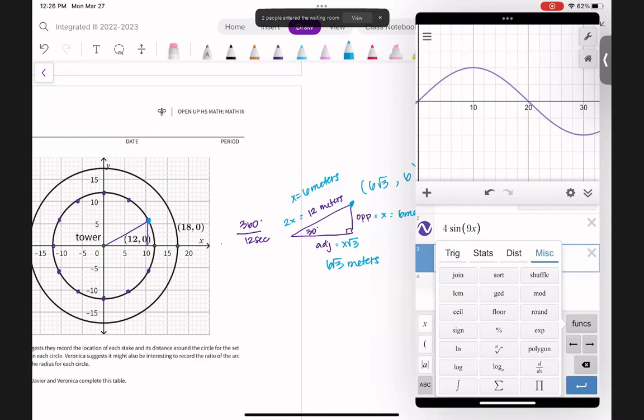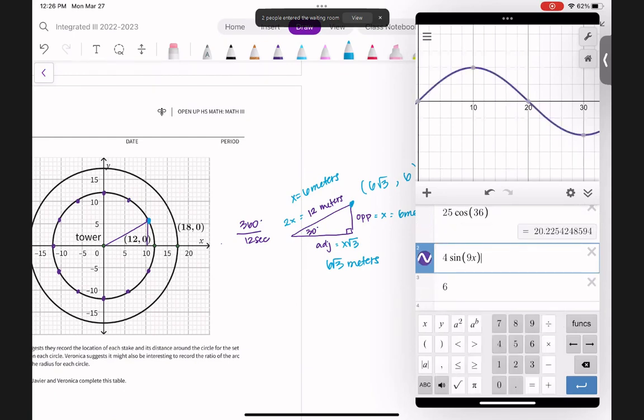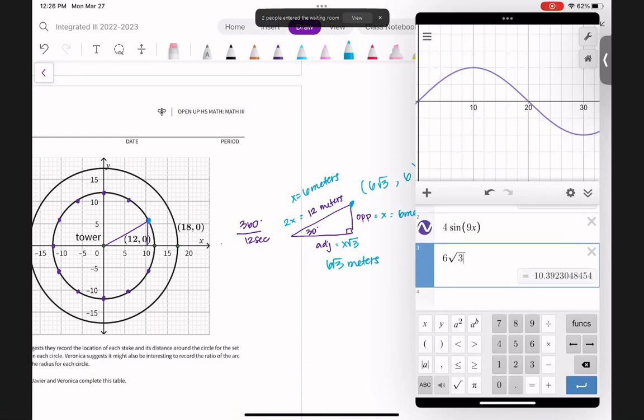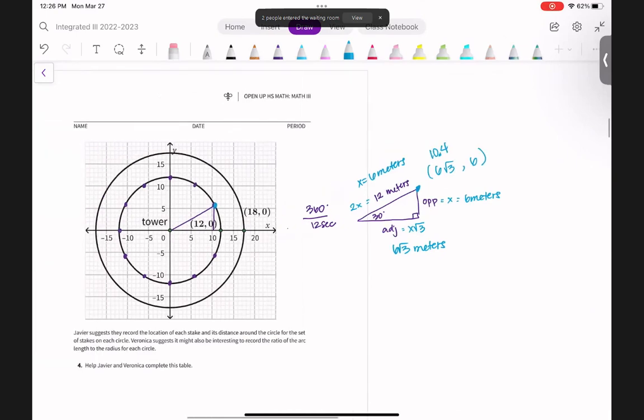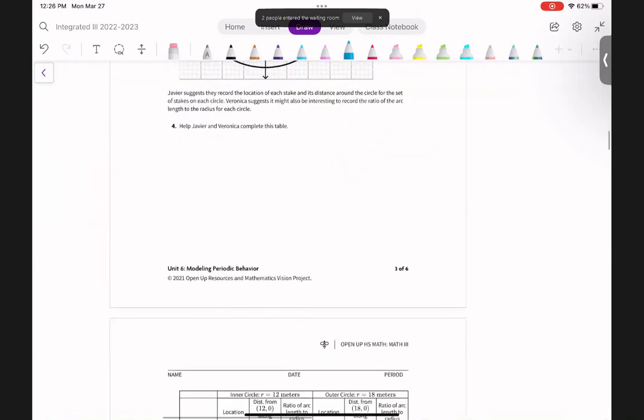Okay, let's see, I don't have square root there. Oh, it's right here. 6 square root 3, sorry. Okay, so that's 10.4. So let me put that guy away. This is 10.4. So there's my location, 10.4 comma 6.